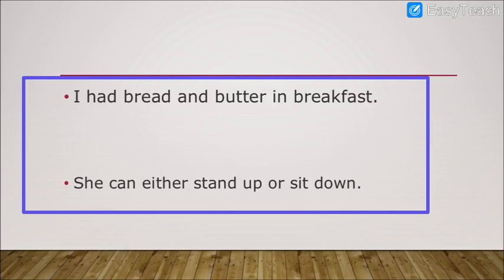Okay, I suppose you should have started writing question 2. Yes, I'm not going to solve it, but still I'll read the question. I had bread and butter in breakfast. She can either stand up or sit down. Oh, these two are pretty easy to be solved. Yes? And I suppose just by reading the question now, you are able to understand and able to pick out the conjunction easily. Isn't it so?